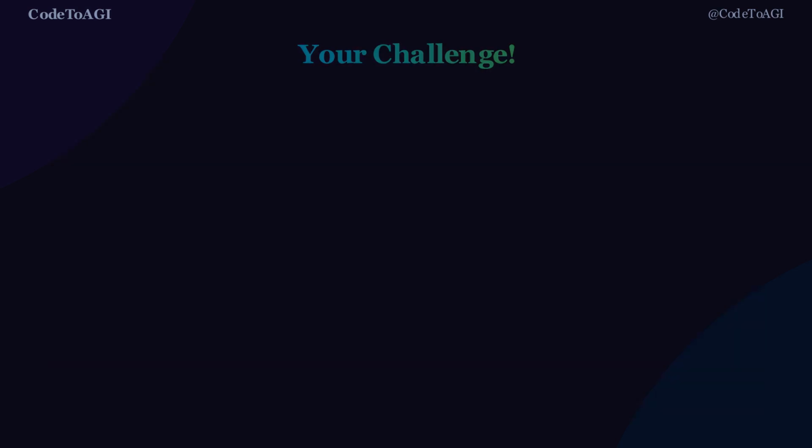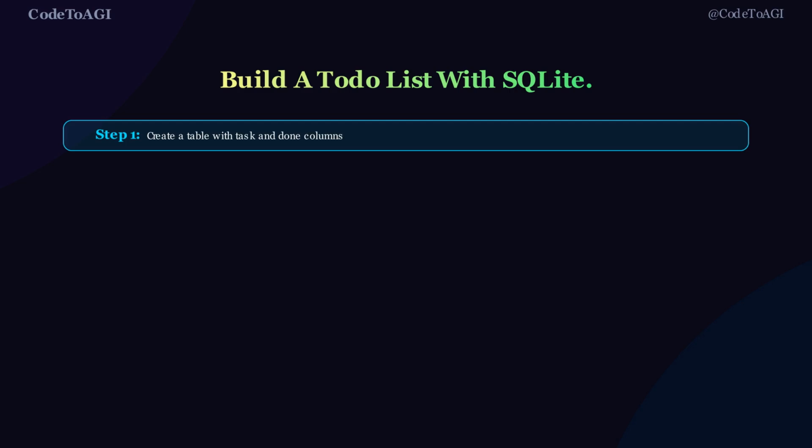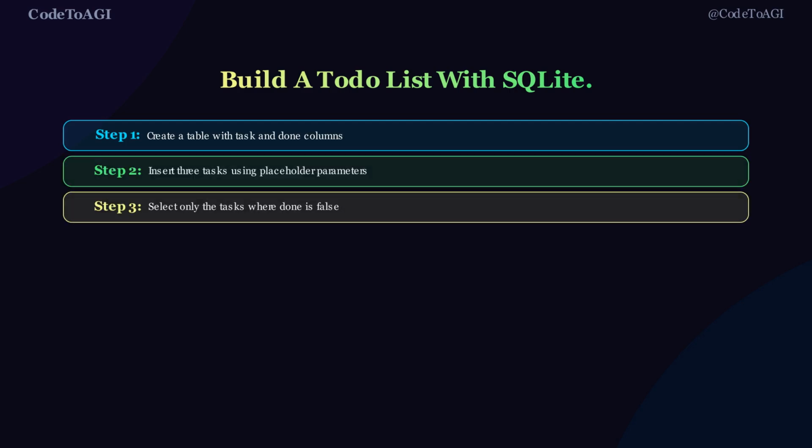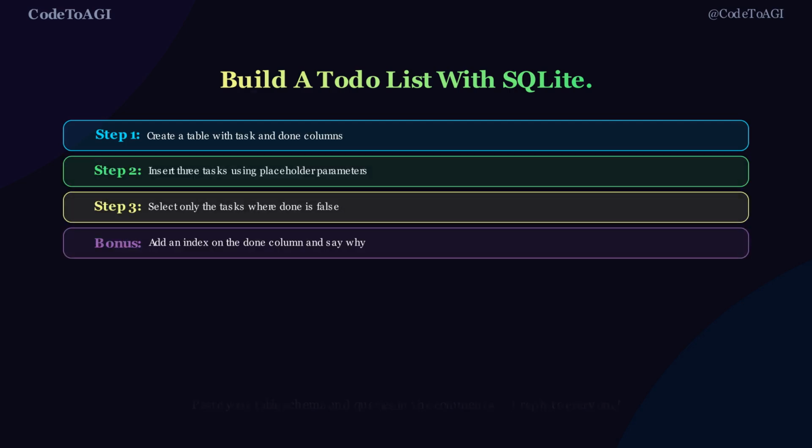Your challenge. Build a small to-do list backed by SQLite. Step 1. Create a table with task and done columns. Step 2. Insert 3 tasks using placeholder parameters. Step 3. Select only the tasks that are not done. Bonus. Add an index on the done column.